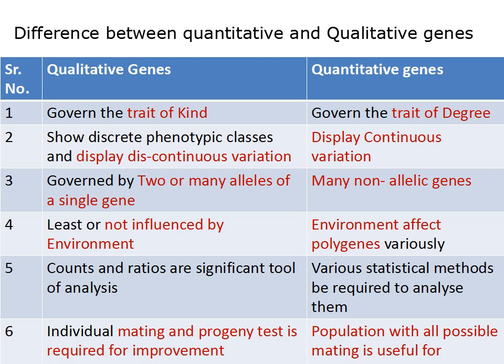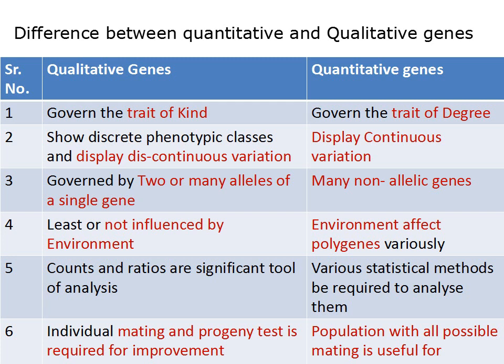And the third one, 2 or more alleles of a single gene. They are governed by 2 or more alleles of a single gene. There is involvement of a single gene, but various alleles may be there, providing different phenotypes in the progeny. Whereas in the case of quantitative genes, there is involvement of many non-allelic genes. If they are non-allelic, it means they will be different genes, and crossing over will take place.